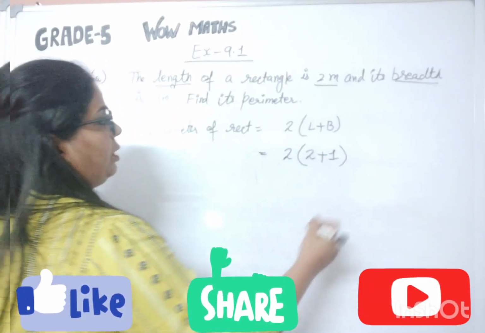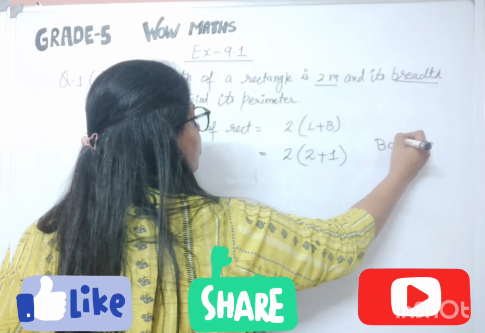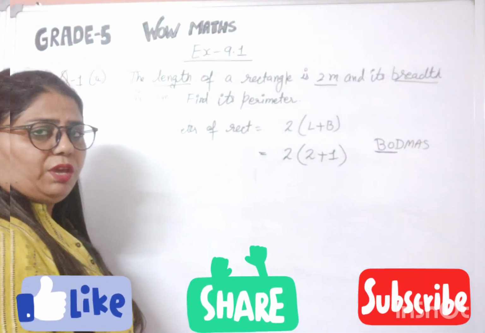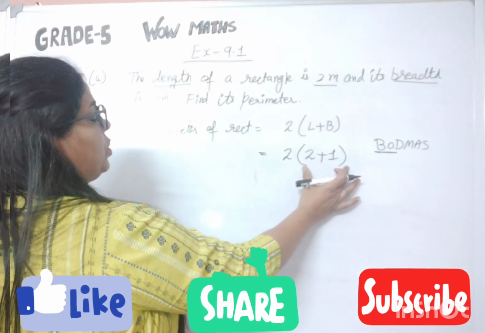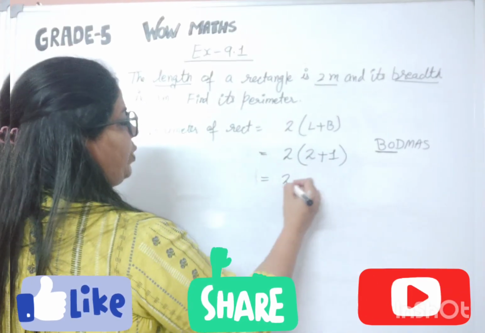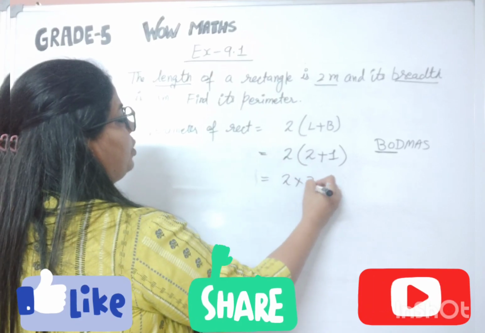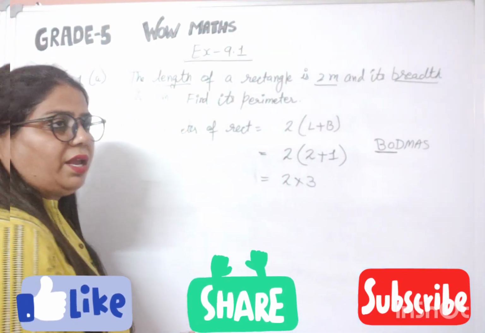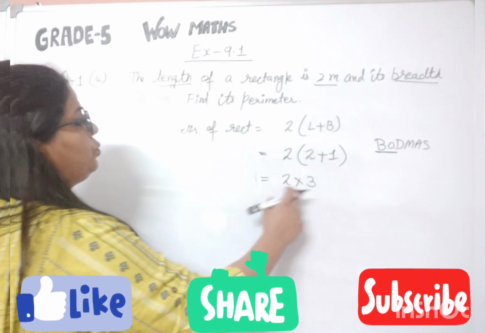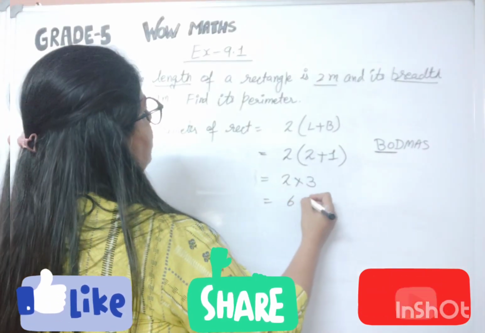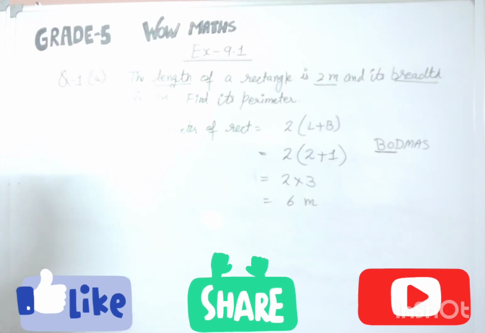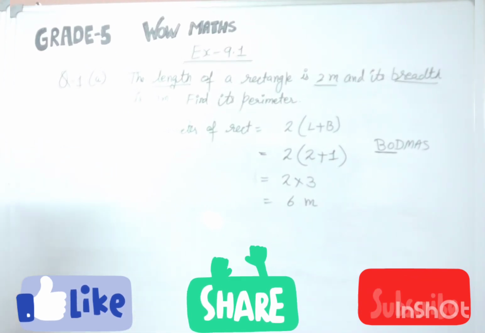So from BODMAS, we need to remove the bracket first. So we will solve the bracket first. So 2 plus 1 is 3, and as I told you, when there is no sign, we take that sign to be multiplication. So it's 2 3s are 6 meters. So this is going to be the perimeter of the rectangle with length 2 meter and breadth 1 meter.